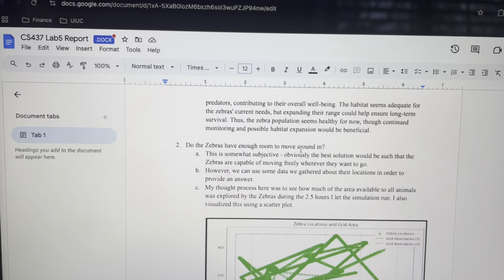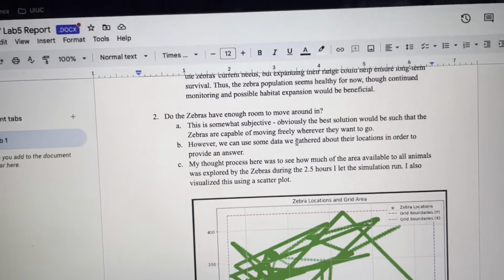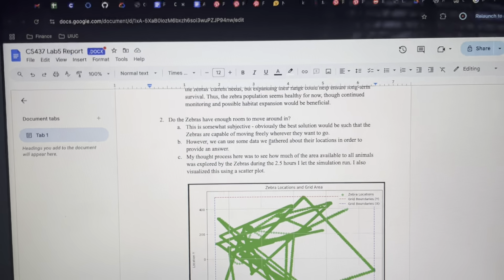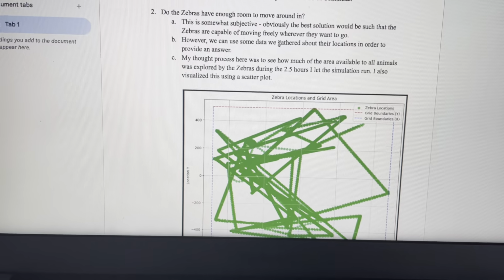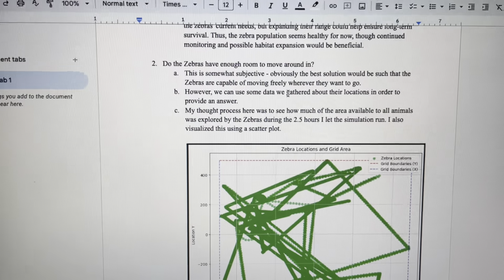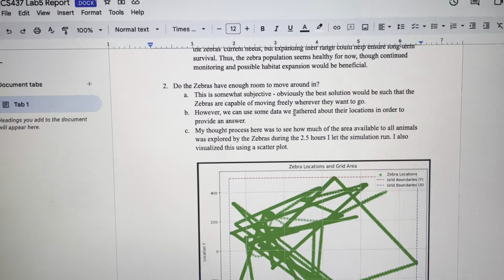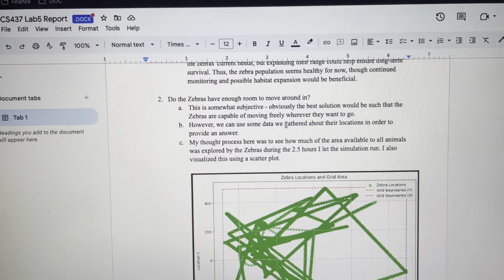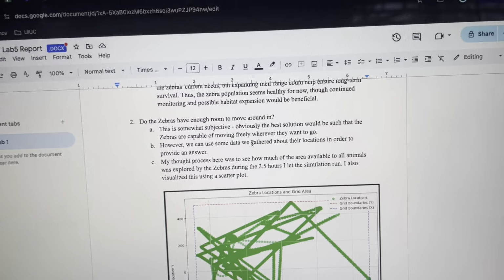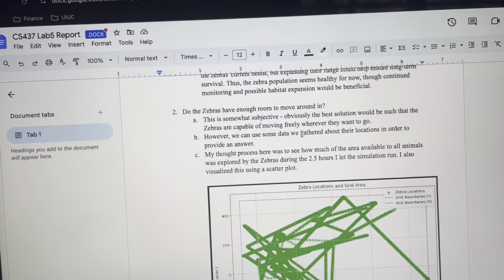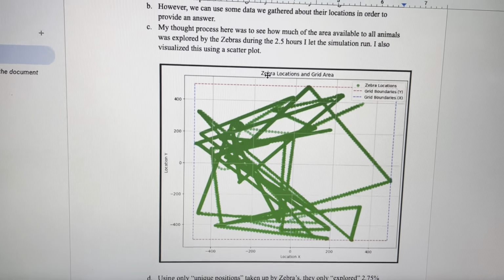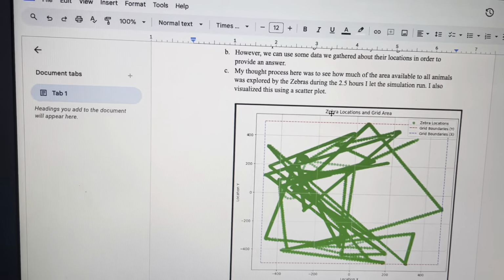So I'll just skip ahead to the next one, which is, do the zebras have enough room to move around? So I started off by saying that this is somewhat subjective, and I think that for any animal, obviously more room would be better, and there isn't like a set amount that they could have, but we can use some of the location data to figure this out. So my thought process was to see how much total available area there was to all of the animals, and then see how much of that area was explored by the zebras during that 2.5 hours that I let the simulation run. So the result was this sort of scatter plot showing unique locations occupied by the zebras.